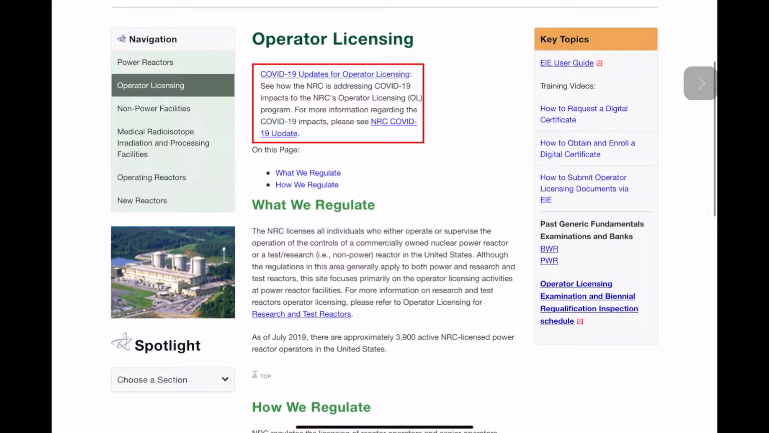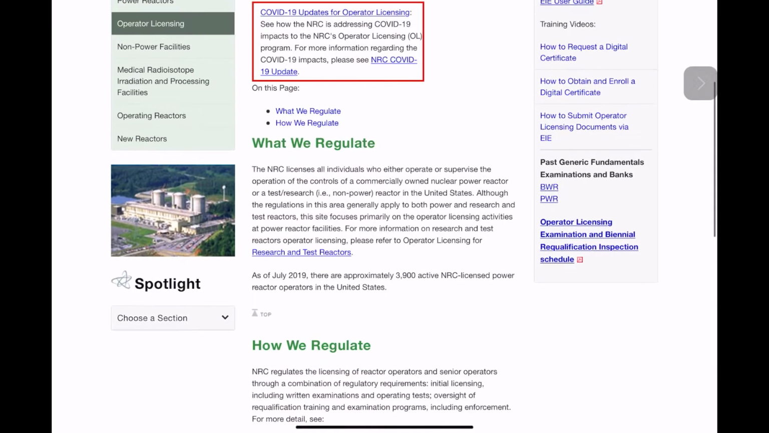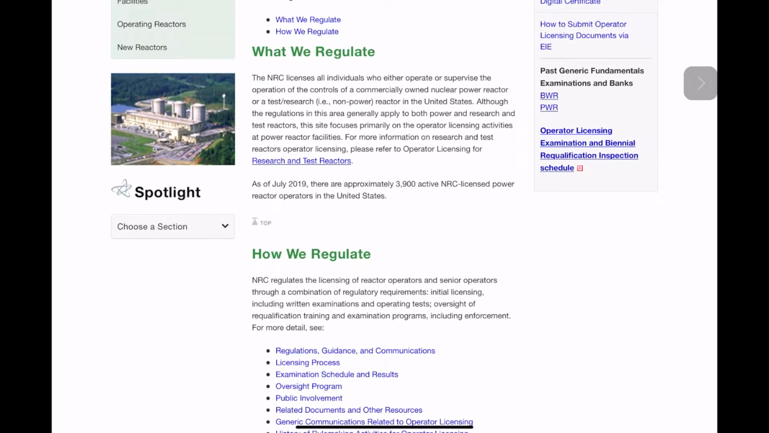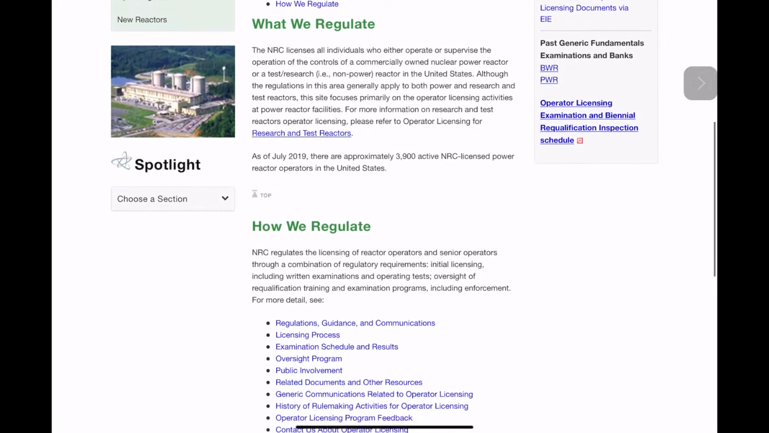That also includes research reactors as well. So they are in charge of that. They license, as of July 2019, around 3,900 NRC licensed operators. So I think that's a lot of people.